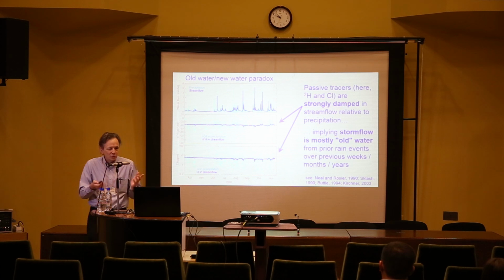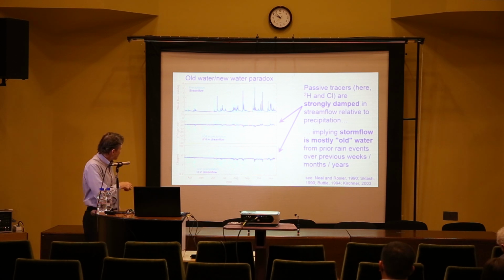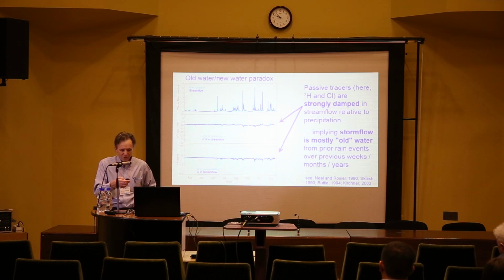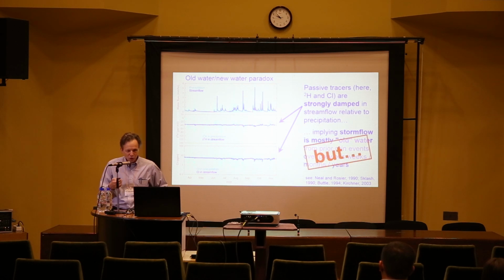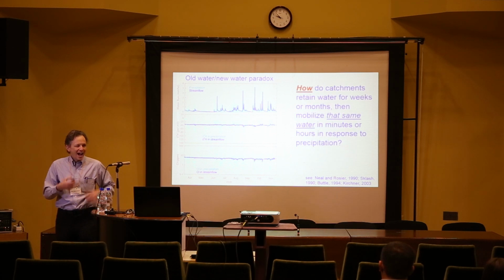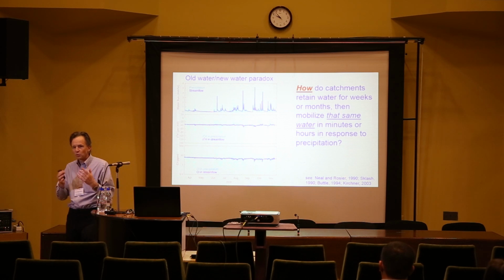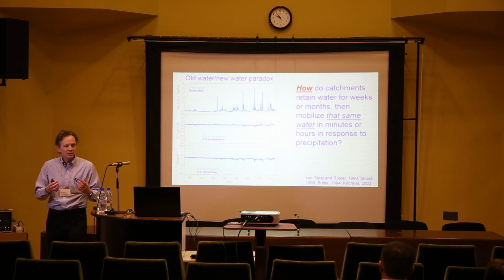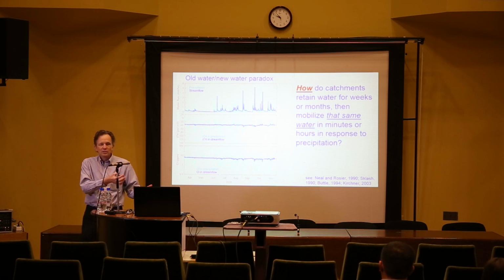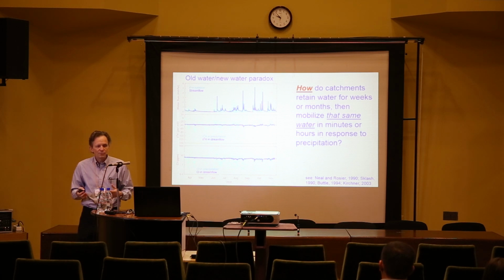So, okay, that's the new view of at least how the landscape is somehow functioning. But that leads to a very tricky question. It creates a new puzzle, which is, how does this physically work? How does a landscape store water for weeks or months and then release that water in minutes as soon as the rain starts to fall?